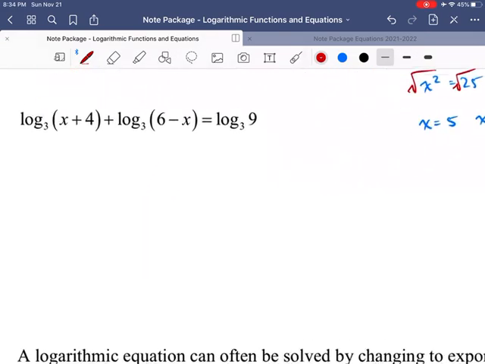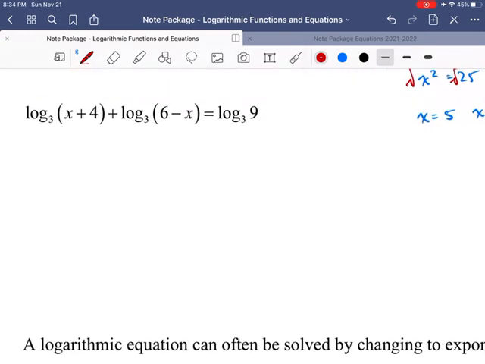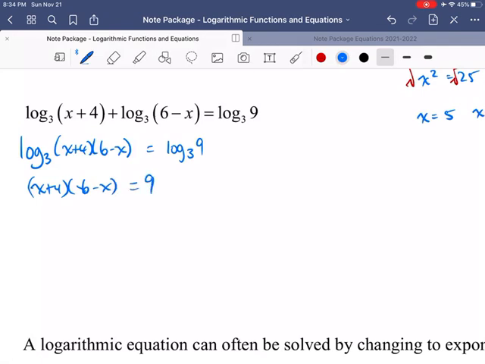All right, here comes another one. Log base 3 of (x plus 4) plus log base 3 of (6 minus x) is equal to log base 3 of 9. The first part is the product, so we're going to multiply these two, and you end up with (x plus 4)(6 minus x) is equal to just 9.